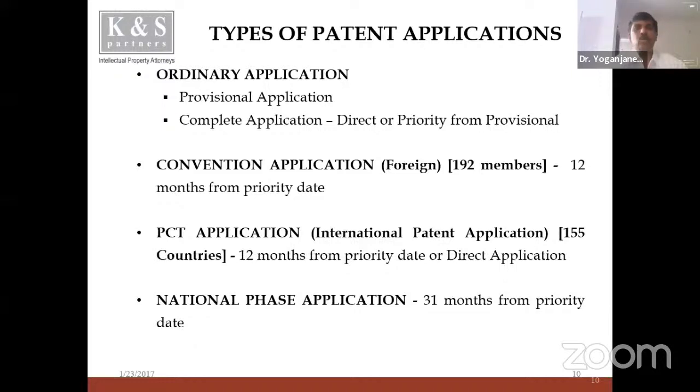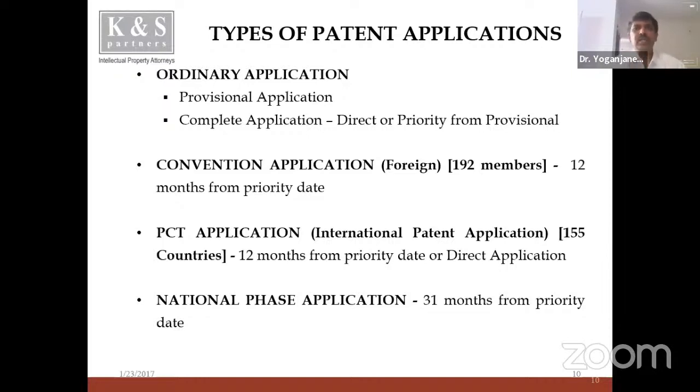Now, convention applications. As I mentioned in my earlier slides, patent protection and patent filing is jurisdiction specific. If you apply for a patent in India, you will get patent protection from the Indian Patent Office, and it is only applicable for India, but not for the US. In that way, every innovator has to file applications across the globe, wherever he wants patent protection.